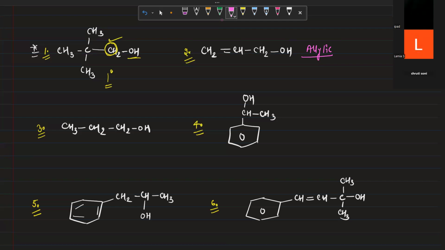How do we identify whether the given is 1 degree, 2 degree, or 3 degree? In my notes, I have monohydric, dihydric, and trihydric. Monohydric means one OH group. Dihydric means two OH groups. And trihydric means three OH groups.